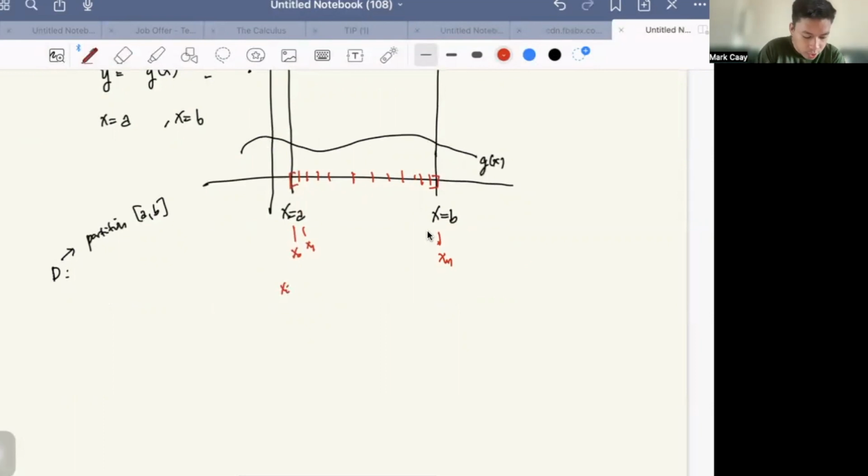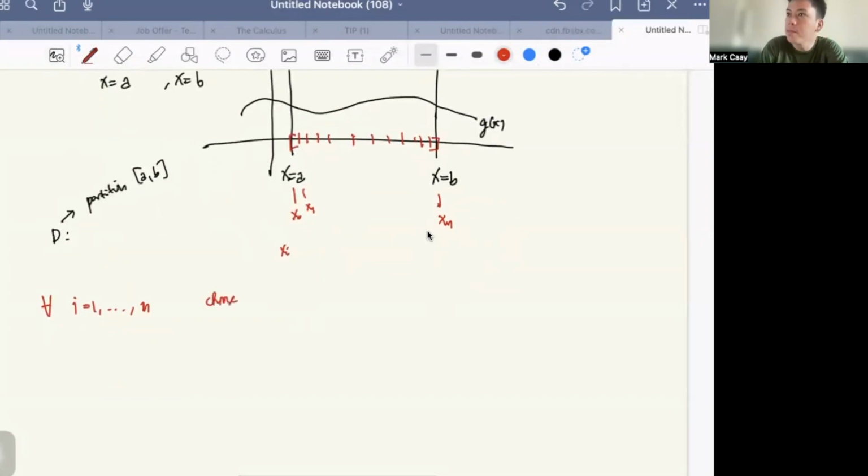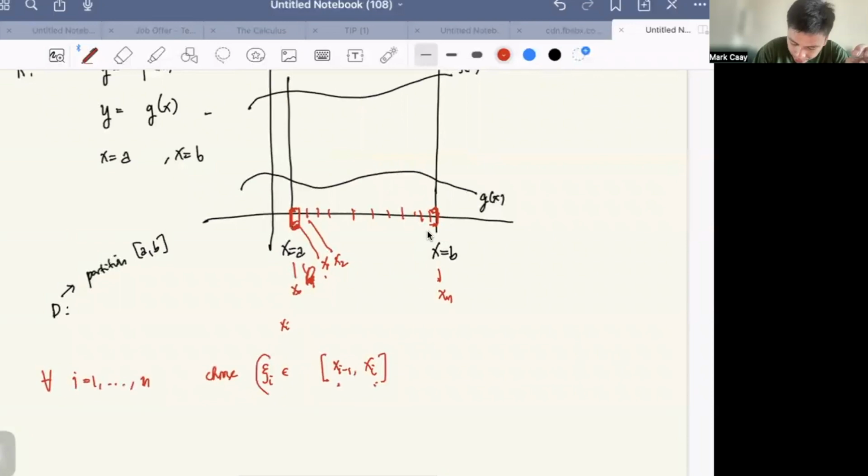Now, from that partition, for each i from 1 to n, what we do is choose psi sub i. Your psi sub i lies in the sub-interval. Because when you partition, this is x sub 1, this is x sub 2, so you have a sub-interval x sub i minus 1 to x sub i. Think of it as x sub 0 to x sub 1, x sub 1 to x sub 2, and so on. Since you chose a psi sub i, here is the sub-interval we take.